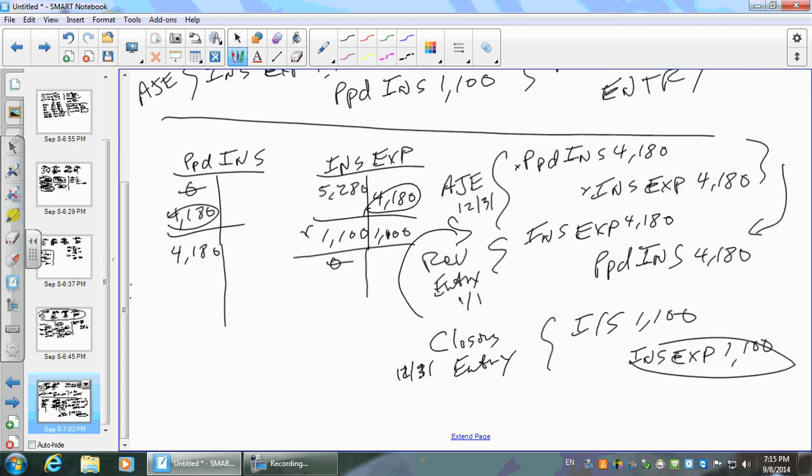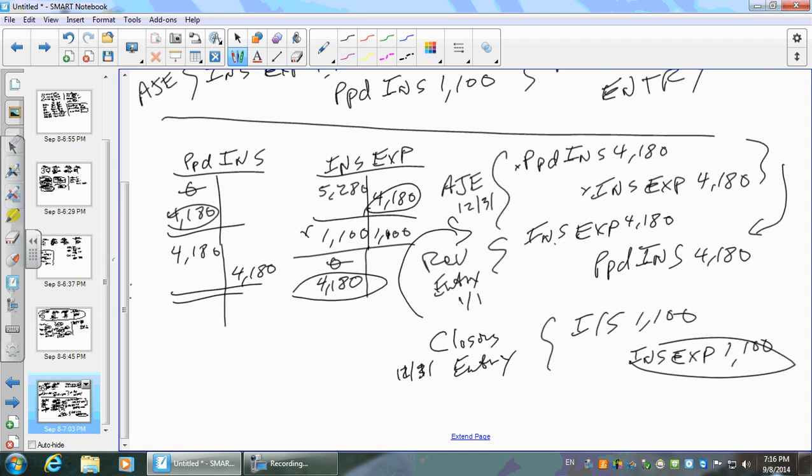This is strange, right? I'm going to put in insurance expense of $4,180, and I'm going to get rid of the prepaid. Is the prepaid really gone? No, you still have it, but it looks like you've expensed it all, right? So is your income statement right and your balance sheet right as soon as you make that reversing entry? No, they're wrong. I don't care. I'm not doing a financial statement.